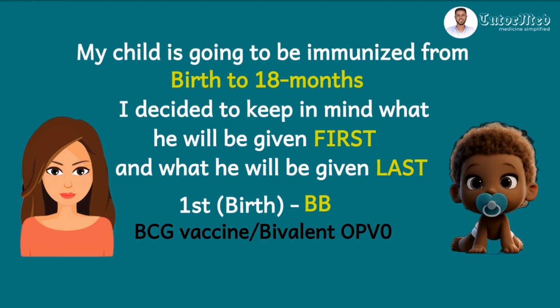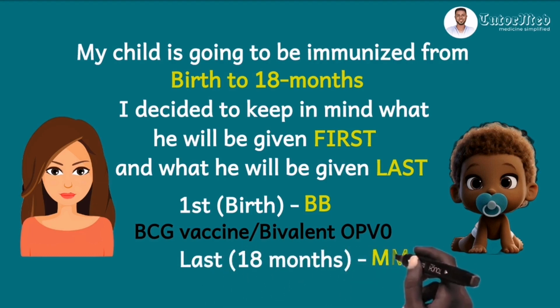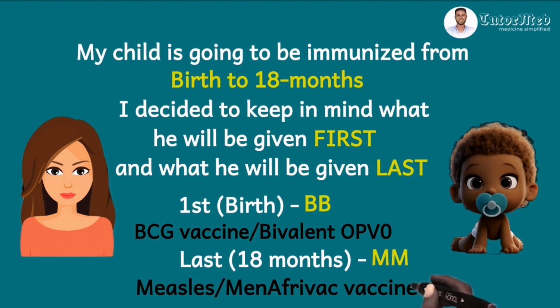Then she continues, the last month, which is at 18 months, or the last vaccine, which is at 18 months, it's MM. So the first M stands for measles vaccine, and then the second M stands for the Menafrivac vaccine, the vaccine which is given for the meningococcal meningitis. So she ends her first narrative here.